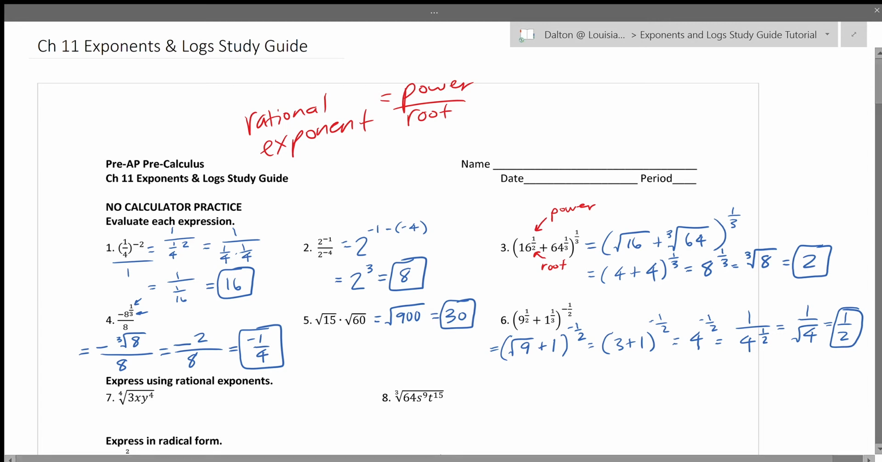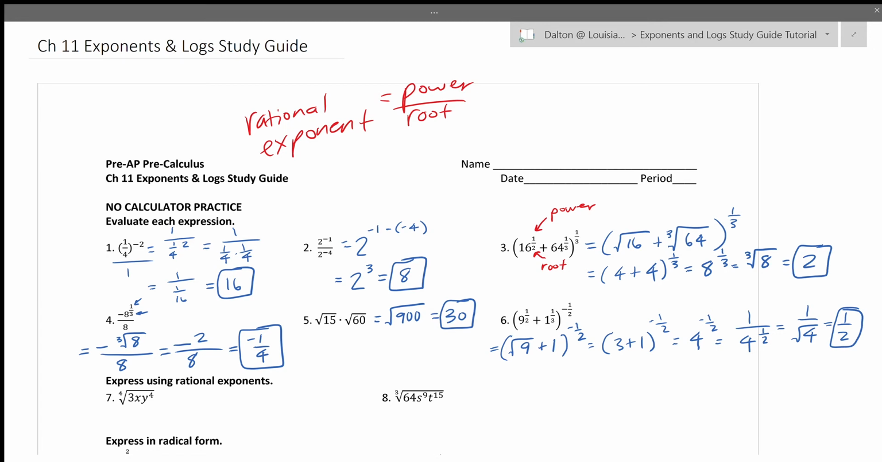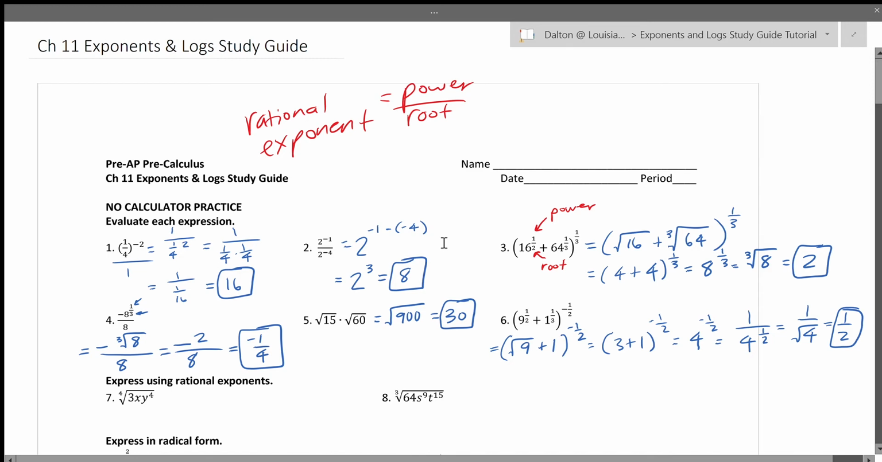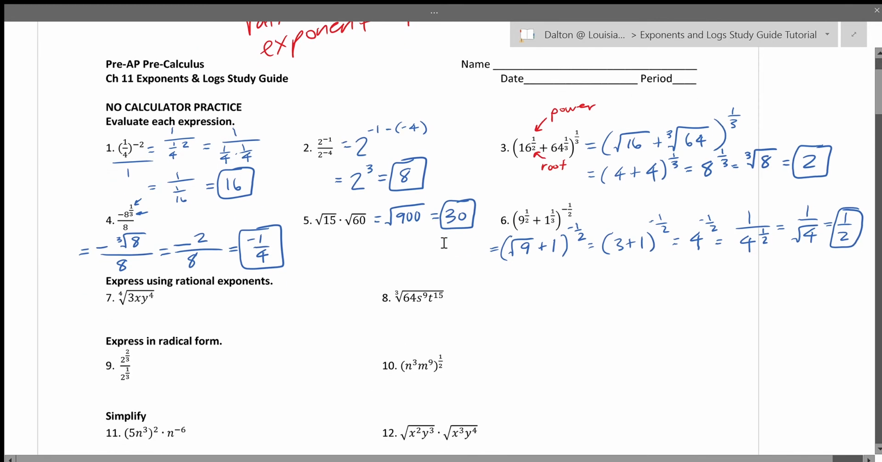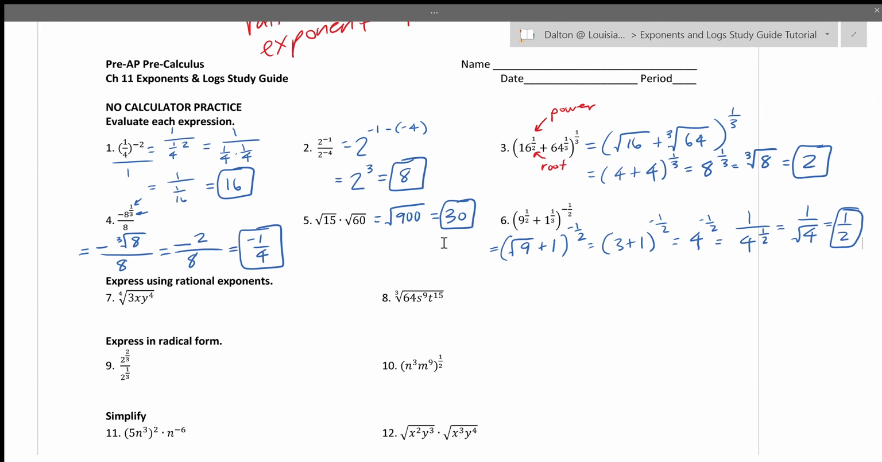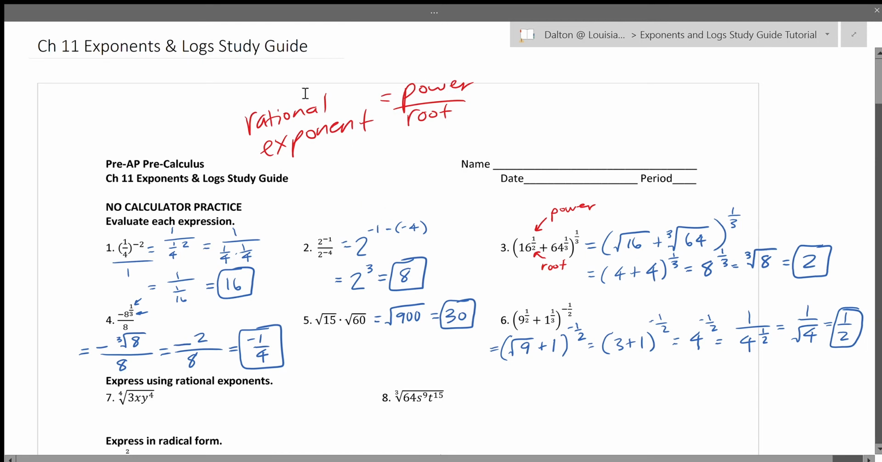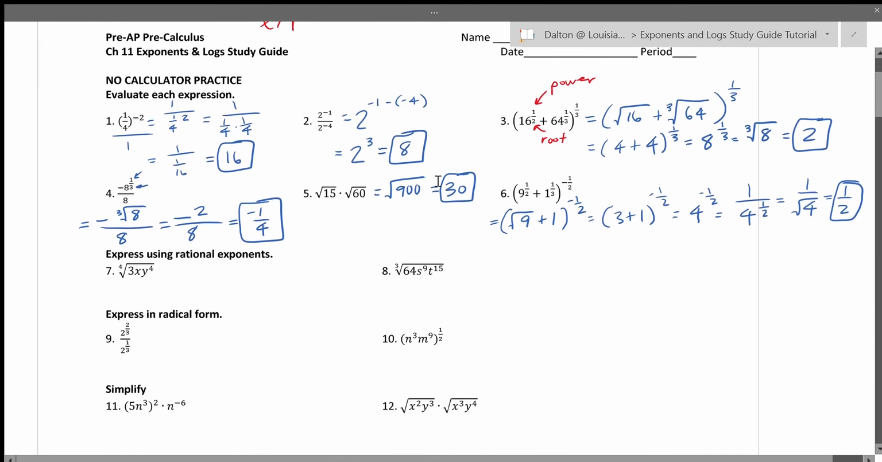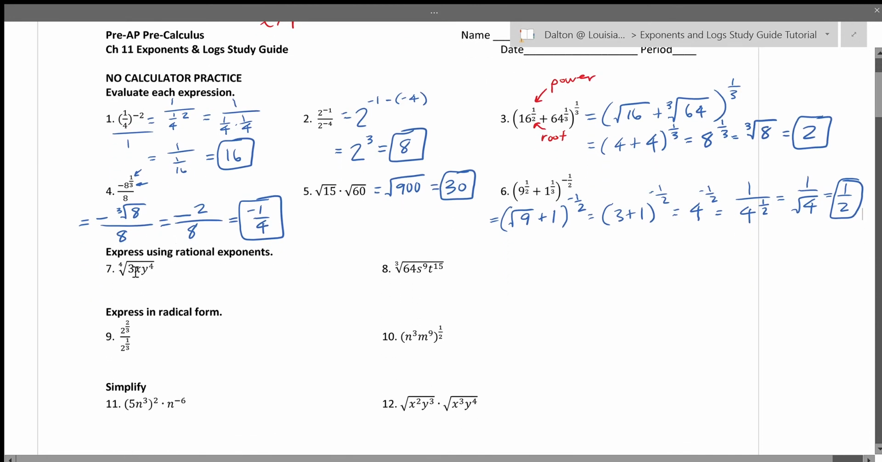Number 7 and 8, the directions don't ask you to evaluate. It just says express using rational exponents. So it doesn't even really want you to simplify. It just wants you to rewrite these radical forms into exponential form. So again, if you keep in mind your rational exponent is equal to the power over the root, then you take each one of your terms on the inside and you write it with its power over the root, which is 4. So this will be 3 to the power of 3.